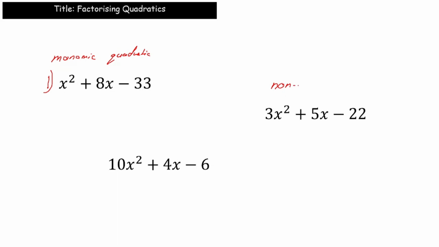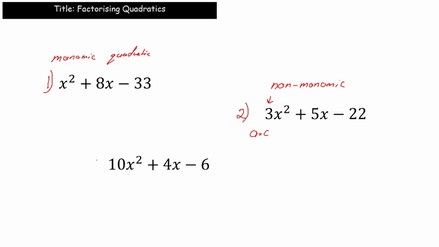All non-monic means is that the value in front of the x squared is not 1. And then the last one is this one here. This is going to be section 2, which is split into two parts. It's split into what I call the AC method, which is a long-winded method, but it always works. And then there is a method that I use that, if you get better and better at it, you'll speed up, so you can actually do it in your head. So for those that want that mental maths, that's practice, but you will have to practice it.